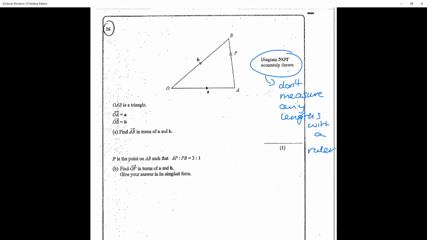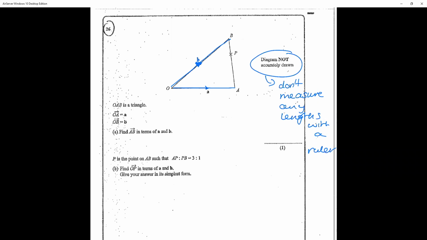OAB is a triangle. O to A is A and O to B is B. Find AB in terms of A and B. P is the point on AB such that AP to PB is 3 to 1. Find OP in terms of A and B. Give your answer in its simplest form.